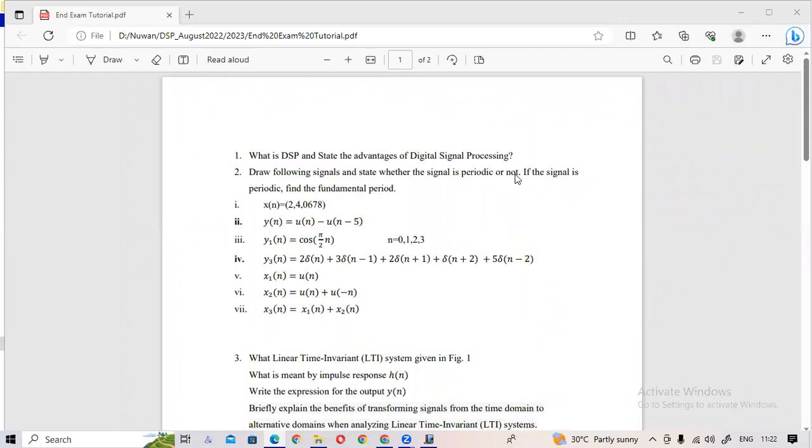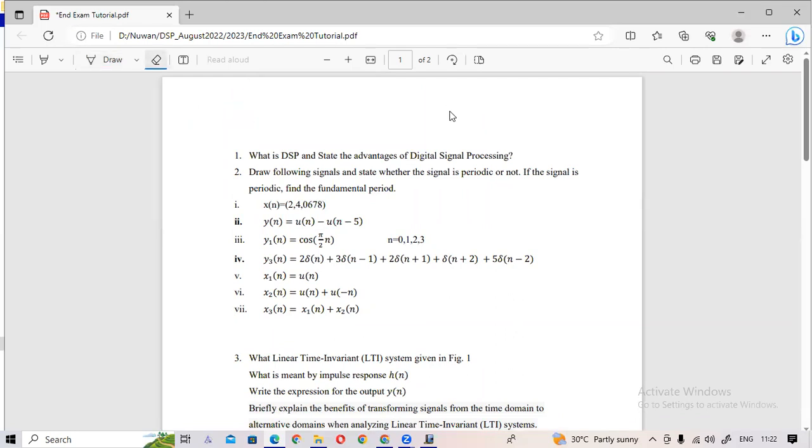Normally for this subject, 70 from the end exam and 30 from continuous assessment: mid, tutorial, and assignment. But sometimes if the end exam marks are very low, this weightage may change. This is the standard weightage, 70 from the end exam and 30 from continuous assessment.